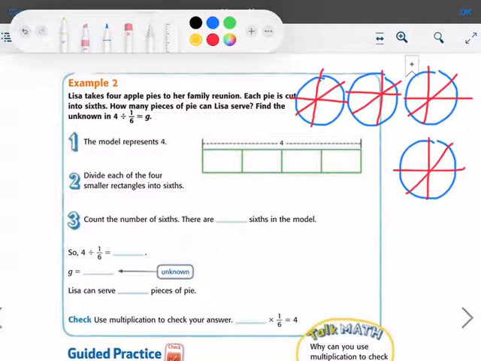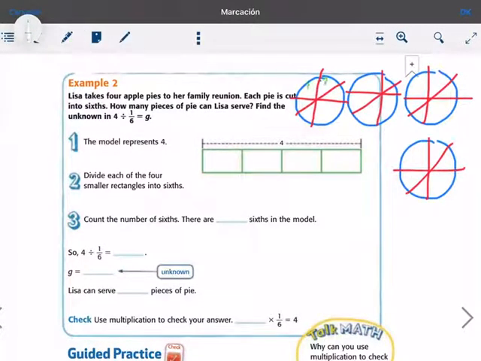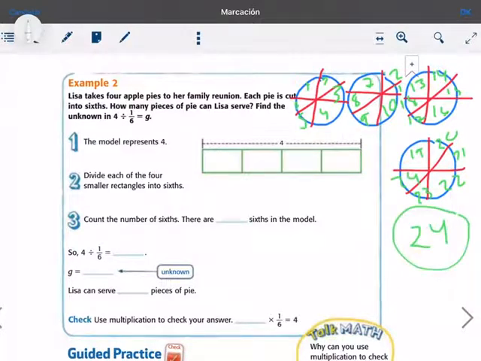So now how many do we have? 1, 2, 3, 4, 5, 6, 7, 8, 9, 10, 11, 12, 13, 14, 15, 16, 17, 18, 19, 20, 21, 22, 23, and 24 pieces, right?